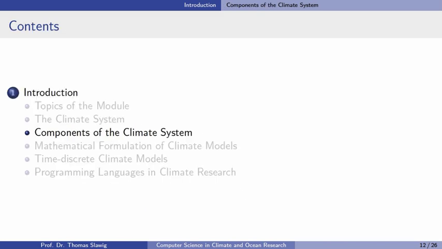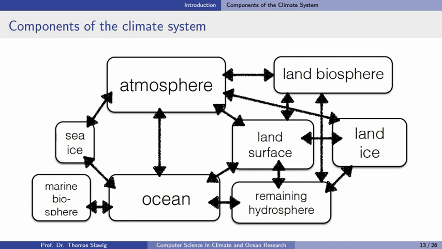Okay, now coming to the climate system, we start with its components, and here's a picture. I wanted a picture from the IPCC report, the Intergovernmental Panel on Climate Change, a consortium of scientists all over the world who produce reports. They have very nice pictures in their reports, but since I want to publish this on the internet, I used my own picture, which is not that nice, because it's just a schematic.